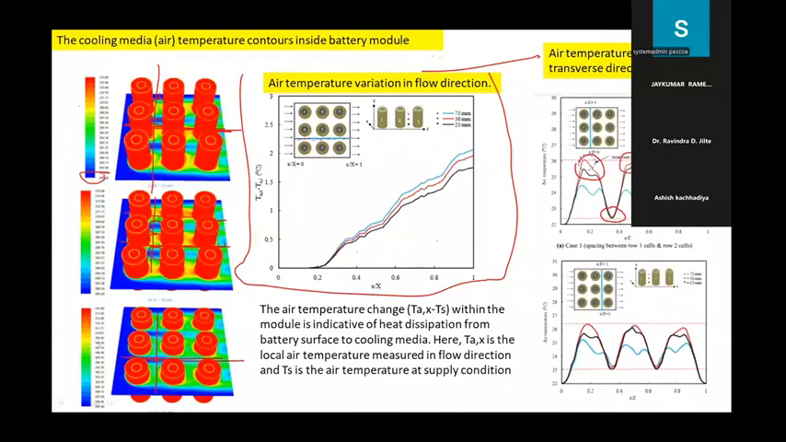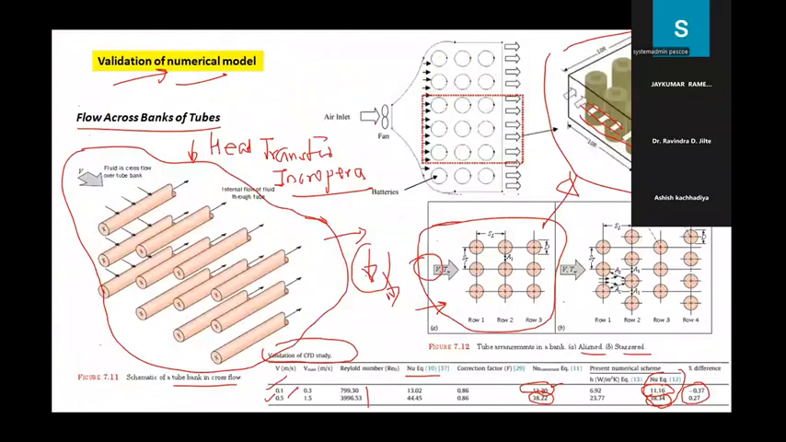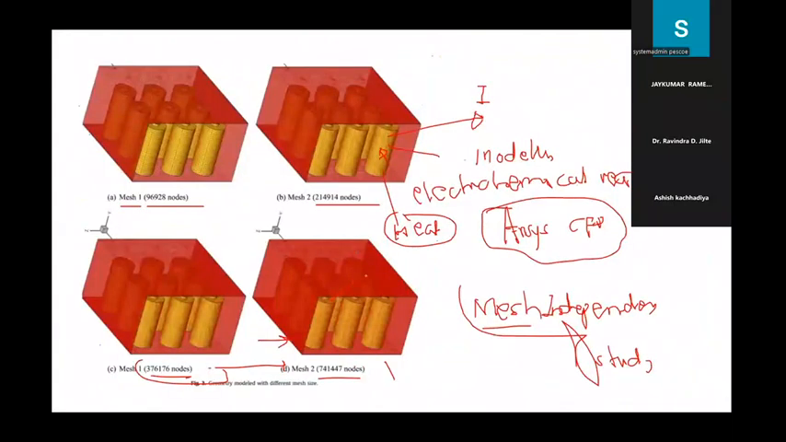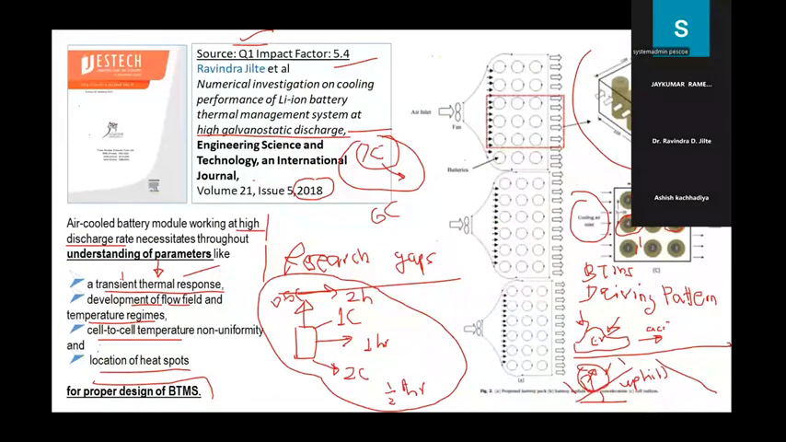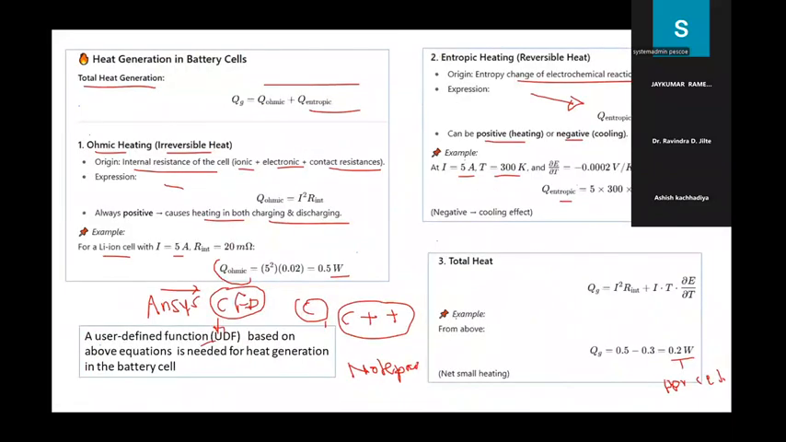So the basic idea, or the original idea, of analyzing the location of the hot spot or the heat spot, we can visualize by extracting the temperature information from the simulation. This is what exactly we want.